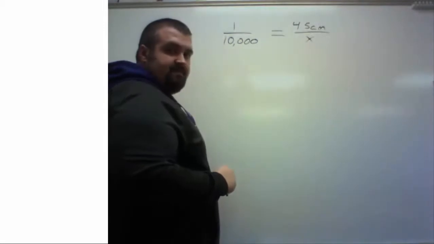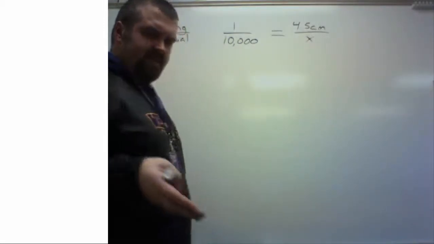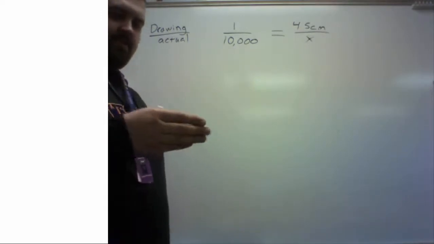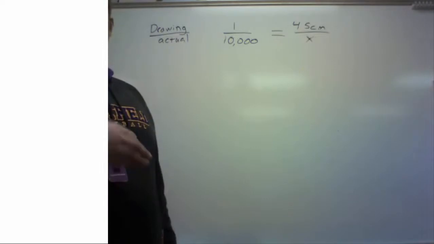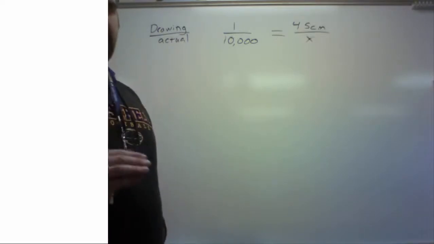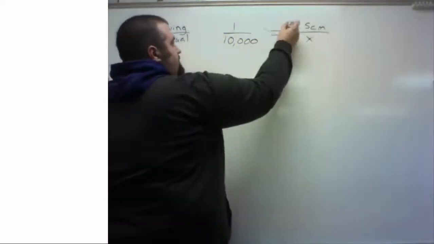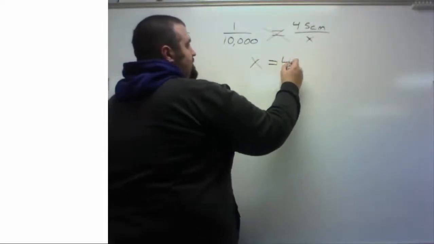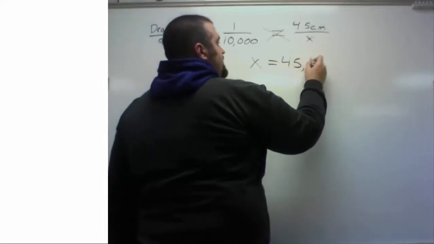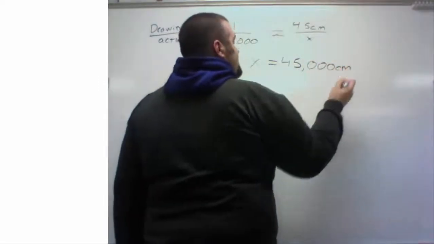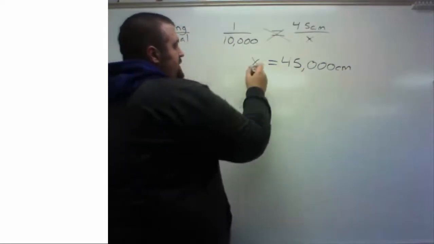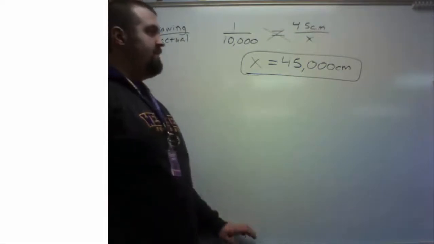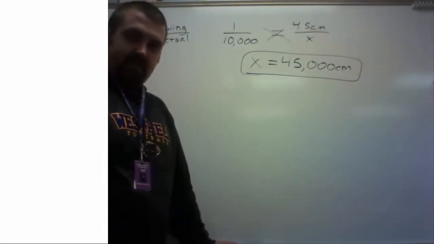This here, by the way, the scale is the corresponding lengths in the drawing. So from actual to drawing or drawing to actual, that's a scale. Just be clear which way you're going. At this point, cross multiply. 1 times x is x. 10,000 times 4.5 is 45,000 centimeters. And there I go. That is the length of the shuttle, 45 centimeters. Done.